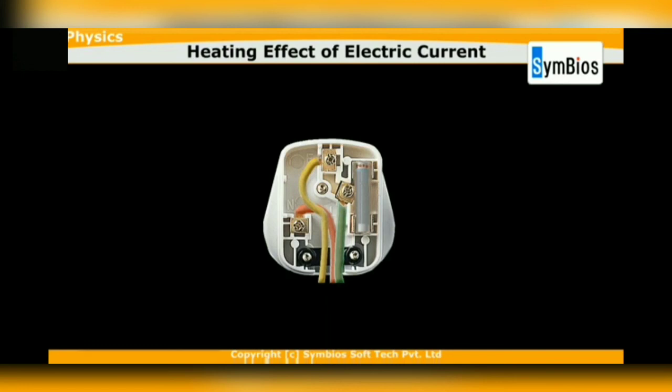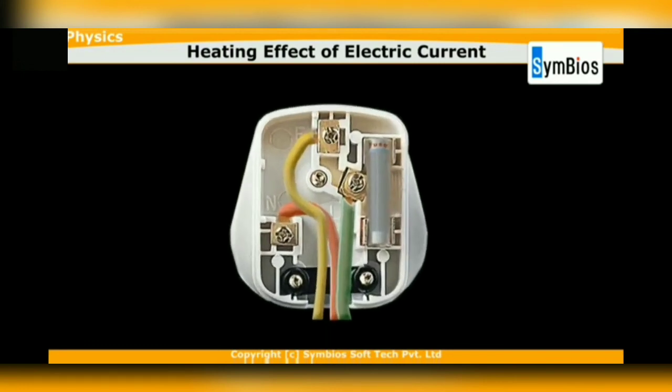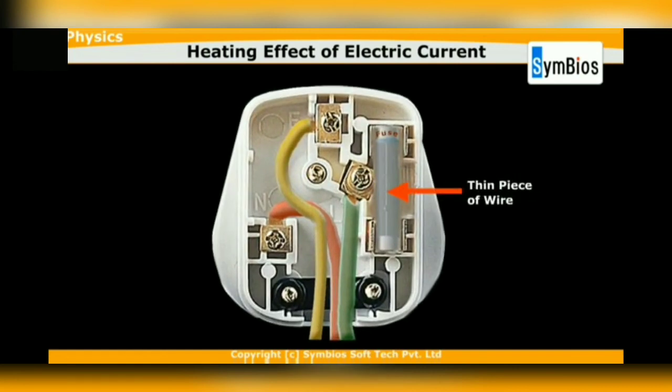An electric fuse is an important application of the heating effect of current. A fuse has a thin piece of wire designed to carry a limited current. When the current drawn in a domestic electric circuit increases beyond a certain value, the fuse wire gets overheated due to the heating effect, melts, and breaks the circuit. This prevents fire and damage to various electrical appliances.